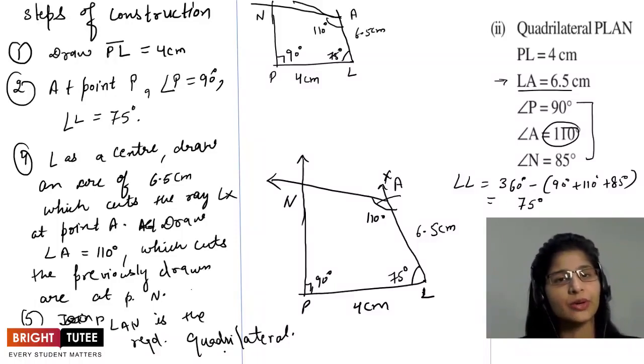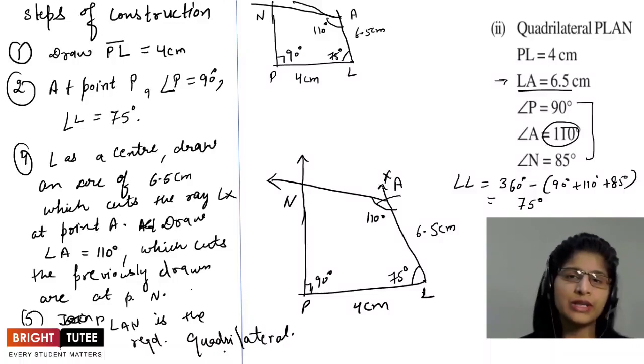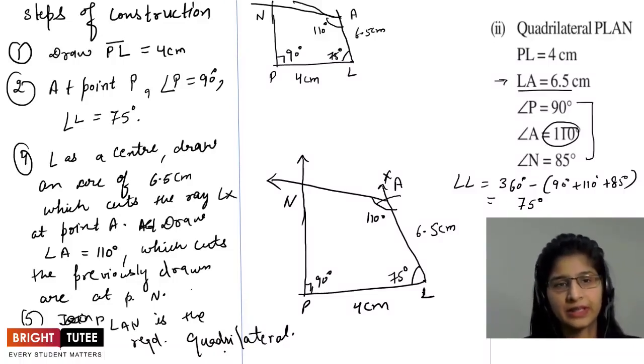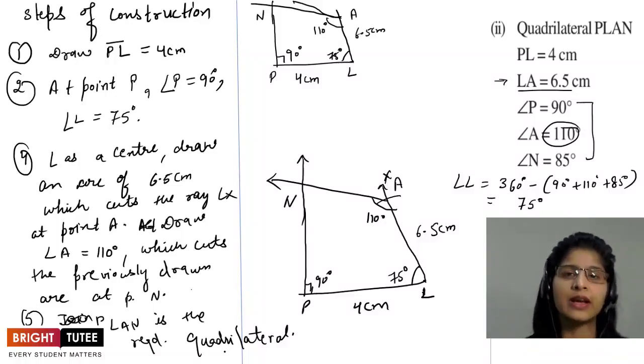Here a little difference was there in the question, as the sides PL and LA were given, but the measurement of angle L was not given. But as we all are familiar with the property of a quadrilateral, that the sum of all the four angles is going to be 360 degrees, we used that property to find the fourth angle, that is angle L, and then we were able to easily draw our quadrilateral. Clear? So sometimes you need to calculate the angle. If I draw line PL, I should have the measurement of angle P as well as angle L. If something is not given and three angles are given, I can definitely calculate the fourth angle.